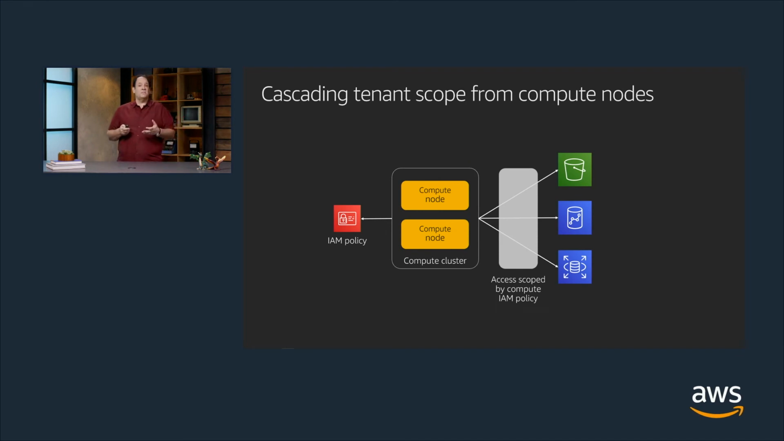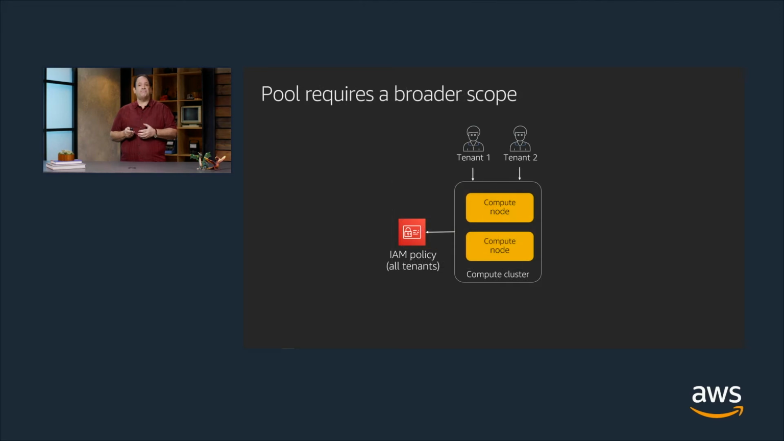Now, the good news of this model is this isn't just about compute isolation, right? This is about cascading the impact of that compute isolation all the way into the other resources in our system. So when I come up in the context of a given IAM role, as I reach out from that node to go touch other resources, S3 or DynamoDB or whatever sort of resource I'm touching, I can cascade those policies through and use them to scope my access to those resources to limit that tenant's ability to access those resources. And that's a really powerful construct, and it really simplifies your isolation story.